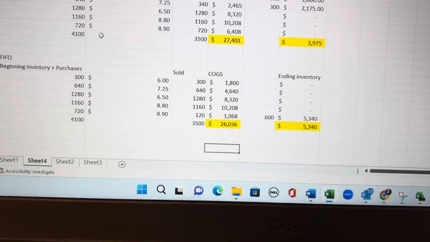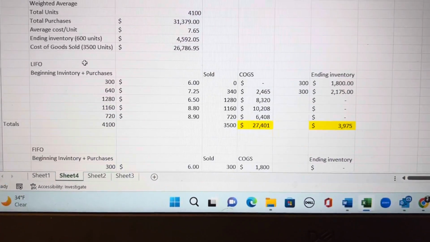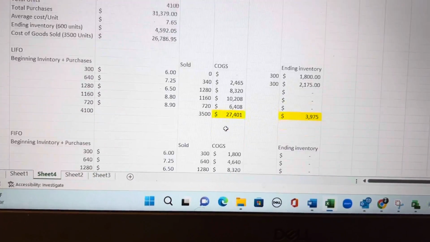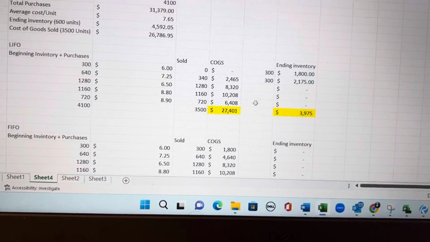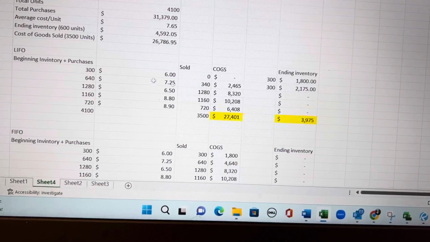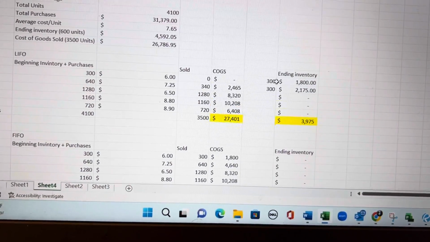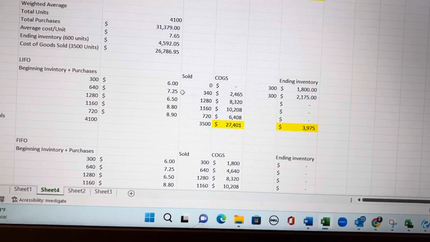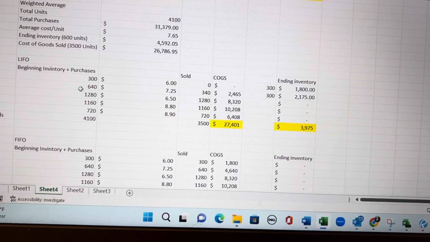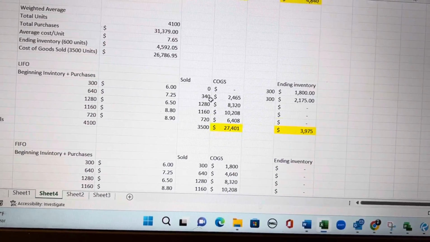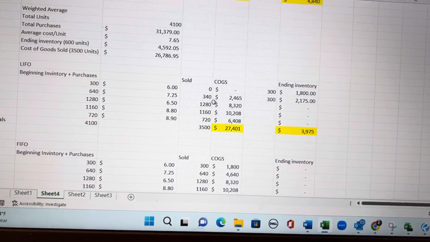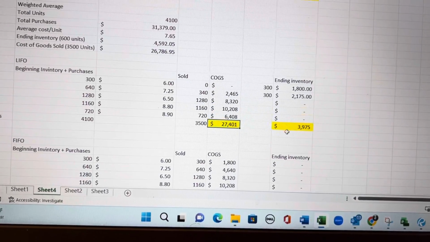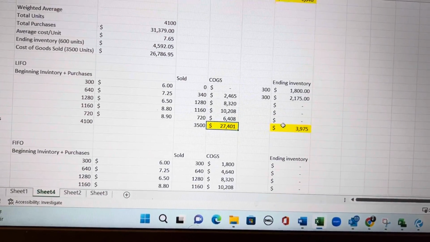And then as we go up to our LIFO, it's pretty much the exact same thing, except we go from the beginning rather than the end. So this one had 300 units we're going to take from there. That means there's 300 remaining. 300 makes our 600. This one is 640, so we subtract that 300, it brings it to 340. Now again, we have this table breaking down, and here is our cost of goods sold and our ending inventory.